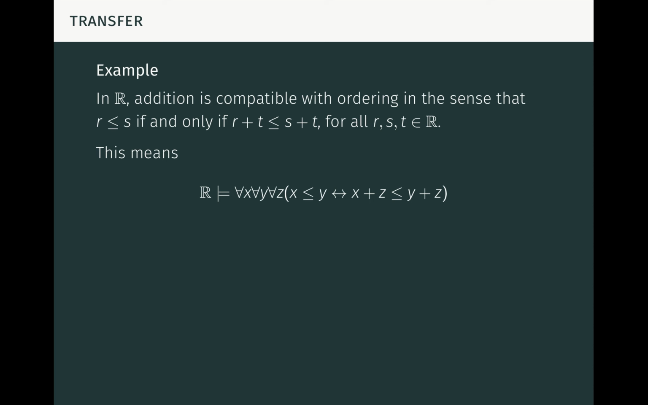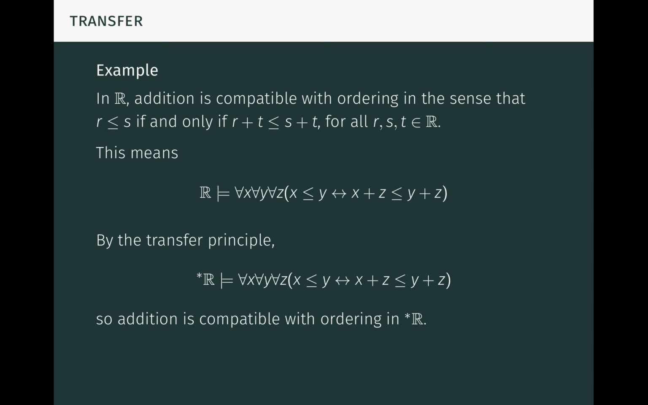But this means that R satisfies the first-order sentence seen here. By the transfer principle, that means that *R also satisfies that first-order sentence. And that means that addition is compatible with ordering in *R. Notice this tells us that addition of hyperreal numbers is compatible with the ordering that we've defined on the hyperreal numbers. So we've been able to transfer something that's true in the reals to something that's true in the hyperreals using this transfer principle. Similar arguments show that *R is an ordered field.